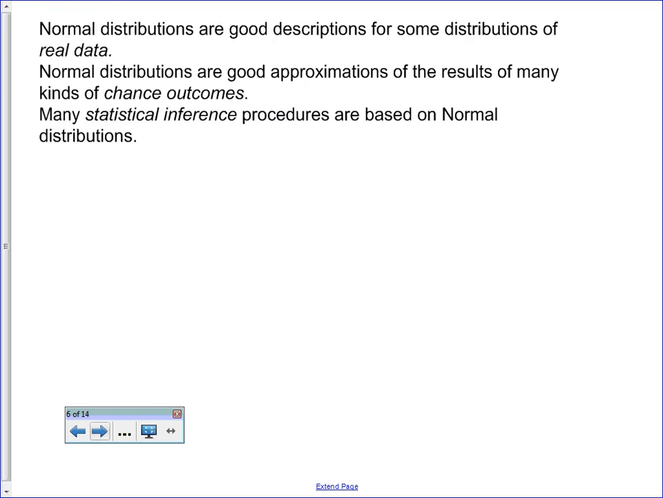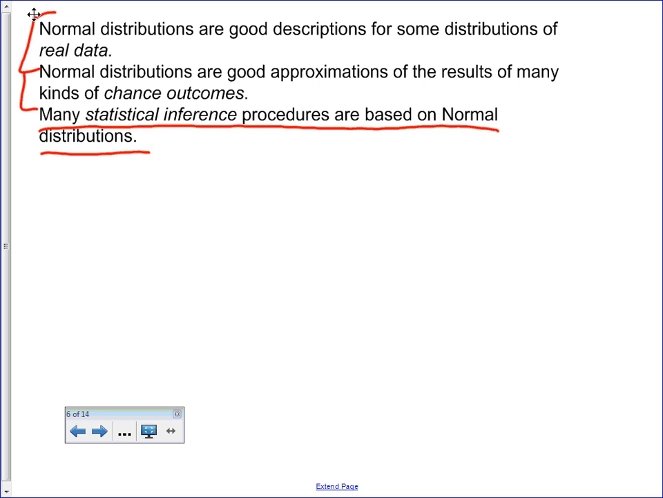Normal distributions are good approximations of real data. They are also good approximations of chance outcomes. And basically, we got to know this because a very large portion of the statistical inferences that we're going to use are going to use normal distributions.